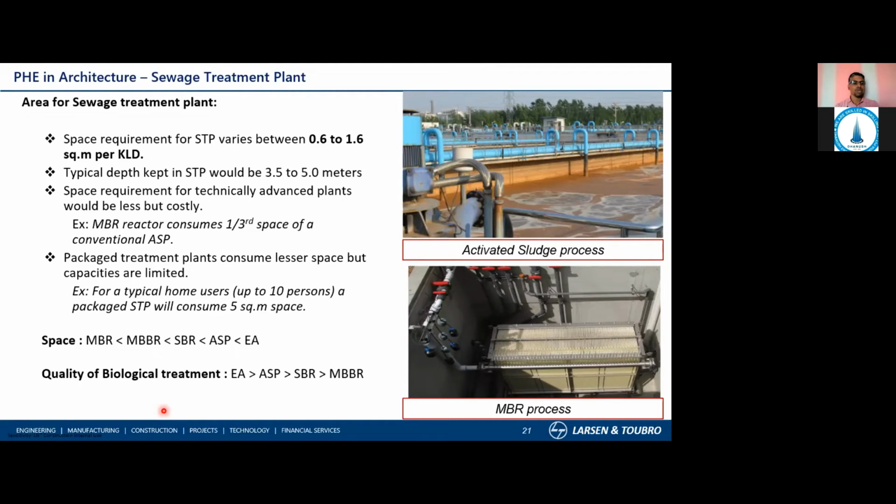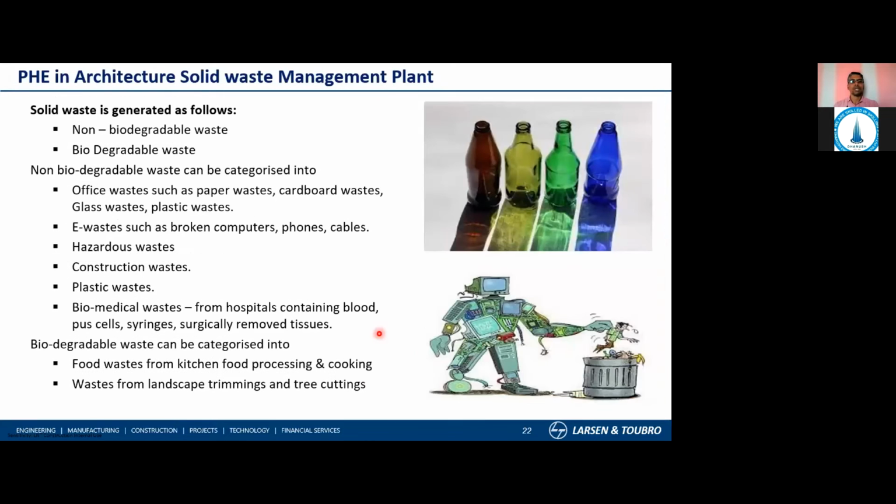So space-wise, I can say the modern technologies use lesser space, and the quality of treatment will be slightly not so superior with respect to the conventional technologies. But of course, we have a lot of other factors, so we choose based on the space, the quality requirements, and what process has been decided. Some of the processes I have listed here; these are among the oldest technologies, and these are the modern technologies. So this will give some idea.